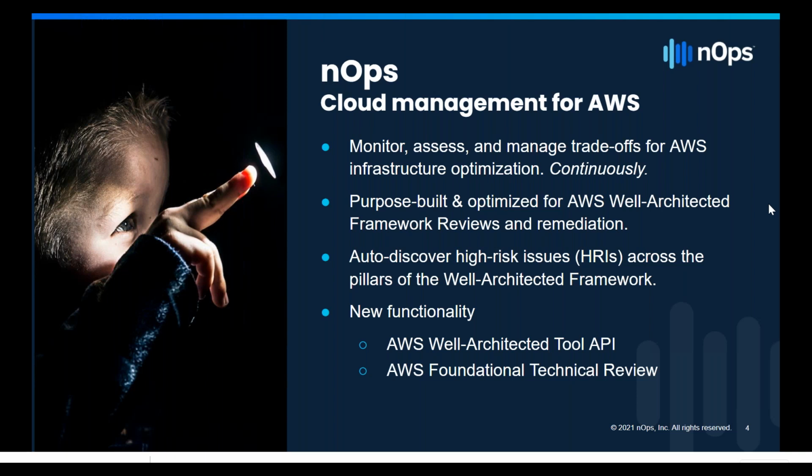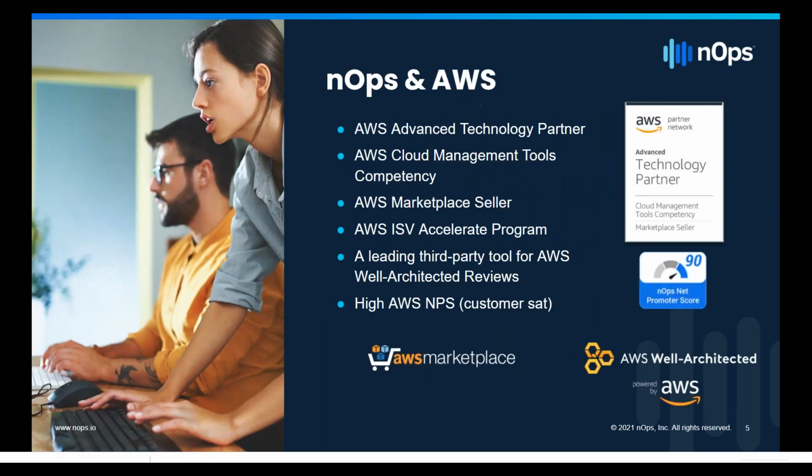The secret sauce, the real superpower of what NOps does is auto discovery of high-risk issues across all the pillars of the Well-Architected framework. And we'll talk about some new functionality, specifically the integration with the Well-Architected Tool API, which we went GA at the same time that AWS did during re:Invent, and then also this readiness around the AWS Foundational Technical Reviews. We got a bunch of creds with AWS. We're an advanced technology partner, cloud management tools competency, and so forth.